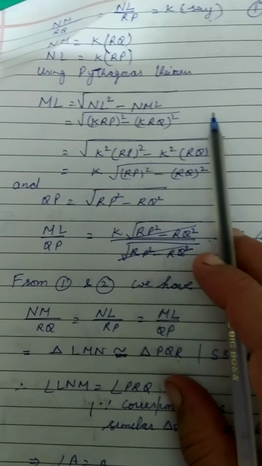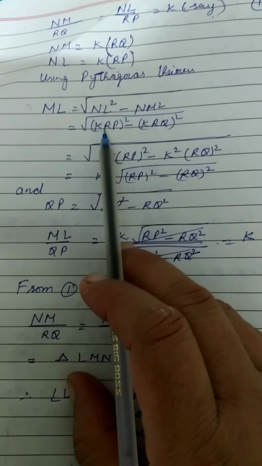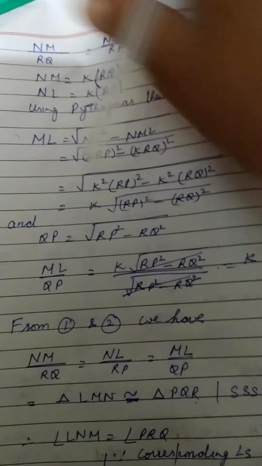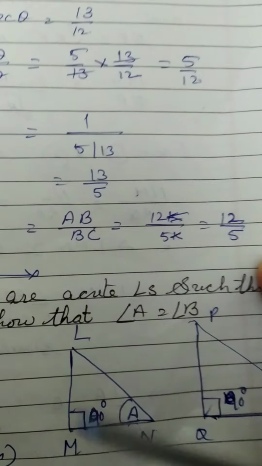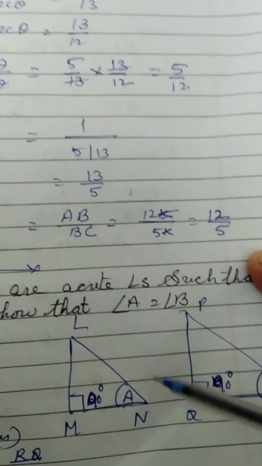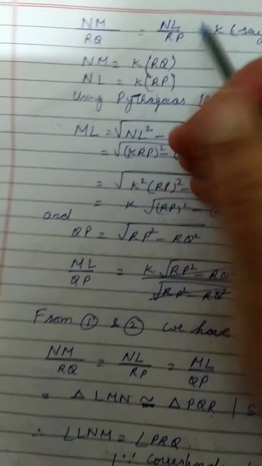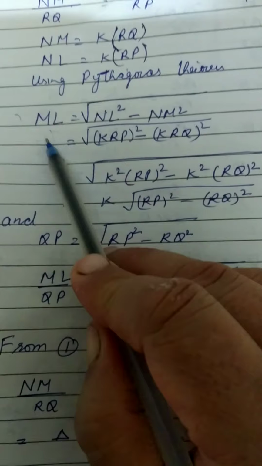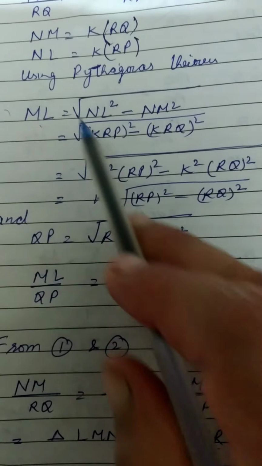Now using the Pythagoras theorem, what is ML here? It is the perpendicular. Perpendicular square is equal to hypotenuse square minus base square. Therefore we can say ML square is equal to NL square minus NM square, or ML is equal to the square root of NL square minus NM square.